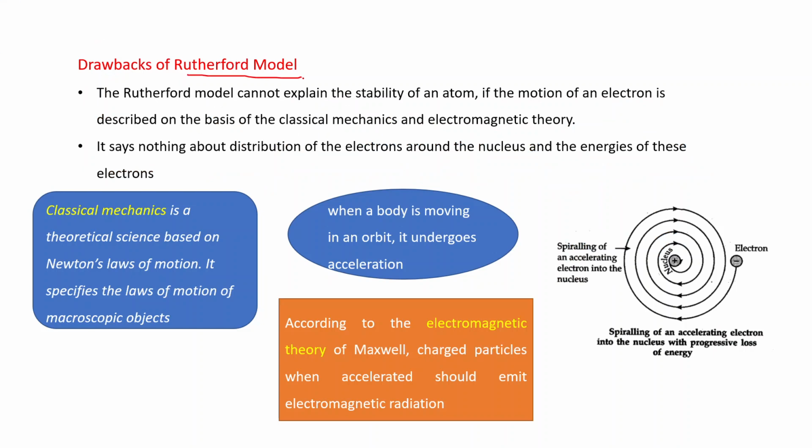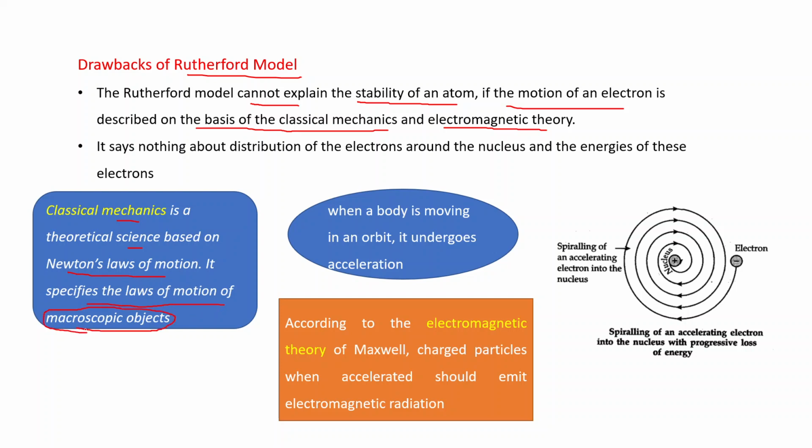Drawbacks of the Rutherford model. The Rutherford model cannot explain the stability of an atom if the motion of an electron is described on the basis of classical mechanics and electromagnetic theory. Now, what is this classical mechanics? Classical mechanics is a theoretical science based on Newton's laws of motion. It specifies the laws of motion of macroscopic objects.